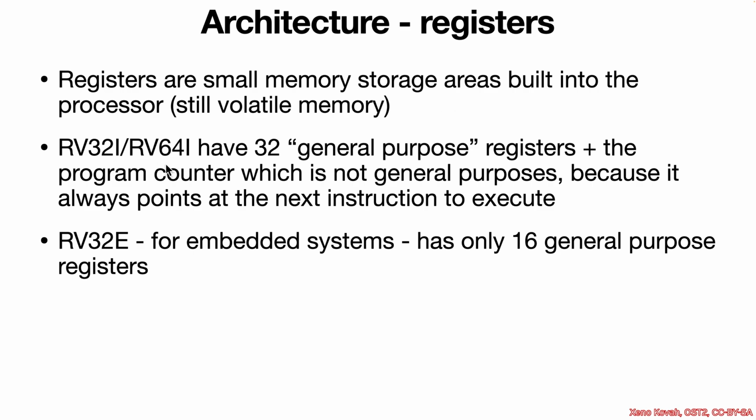So RV32I and 64I have 32 general purpose registers plus the program counter, which is not general purpose because it points at the next instruction to execute, as we already mentioned before. We also mentioned that what sets RV32E aside from RV32I is that it's for embedded systems and it only has 16 general purpose registers instead of 32.